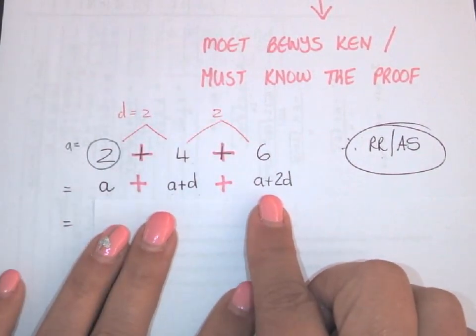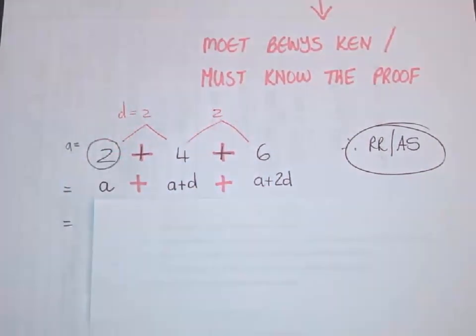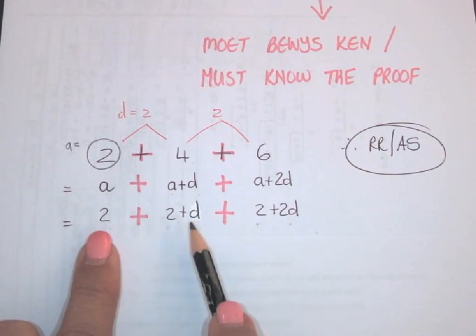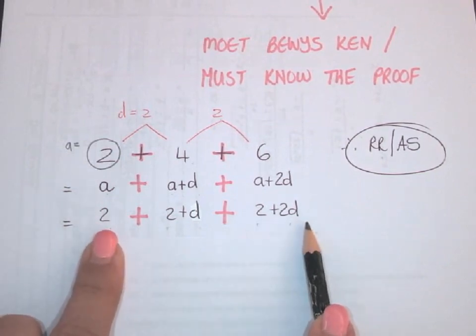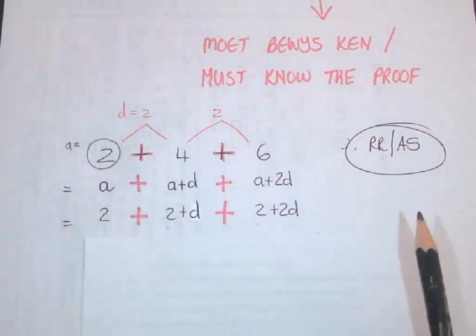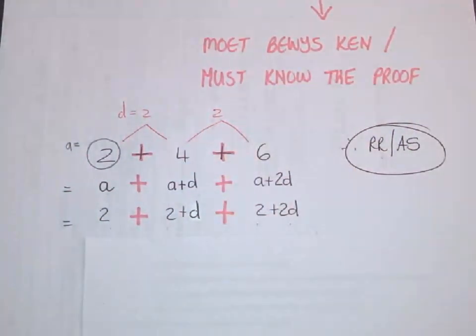Mm-hmm. Now let's substitute A with 2. So now you get the first term is 2. The next term is the first term plus D, 2 plus D. The third term is also 2, but plus 2 times D. Are you with me? Okay. This thinking process is what we're going to use in proving our sum formula.